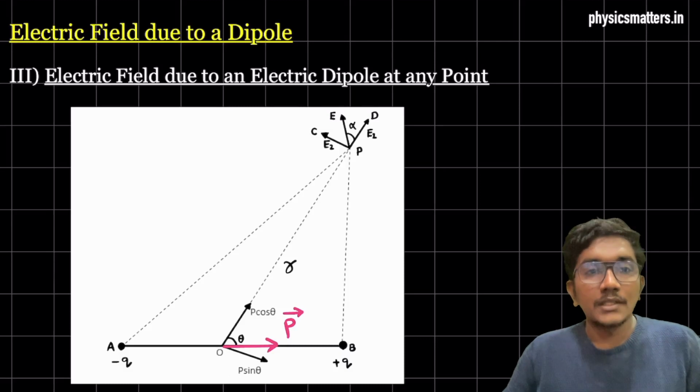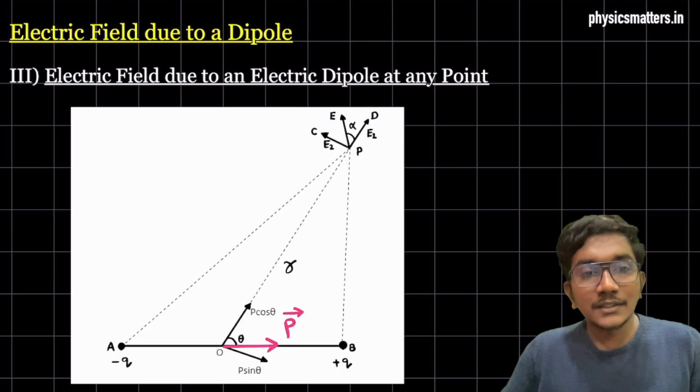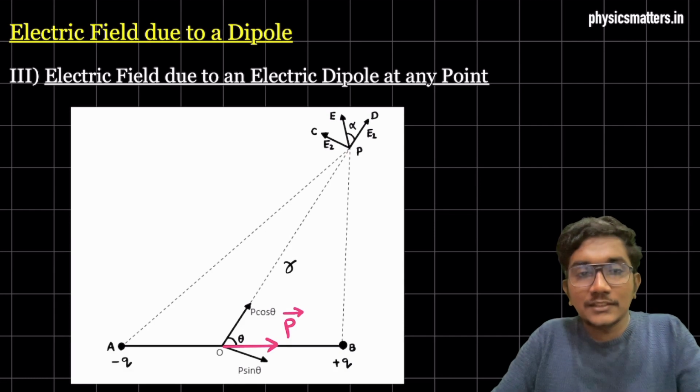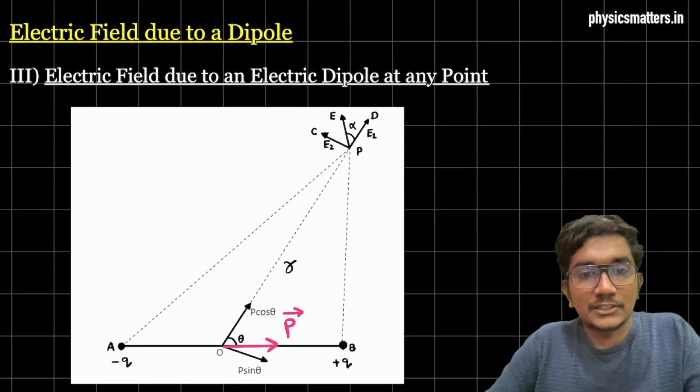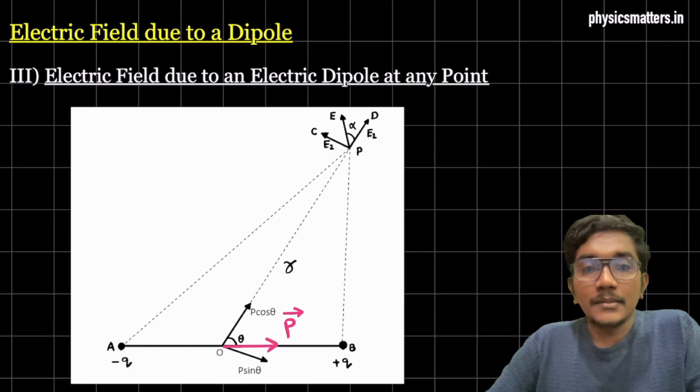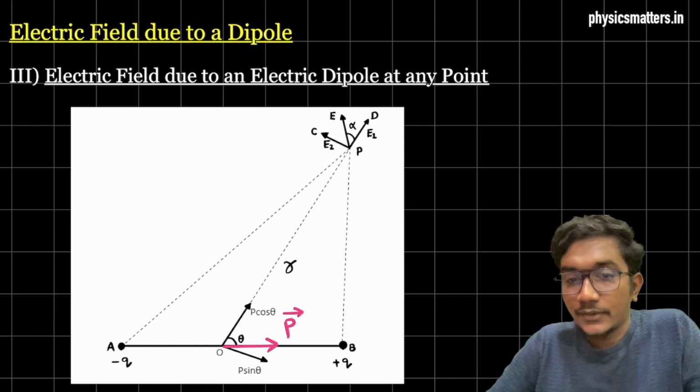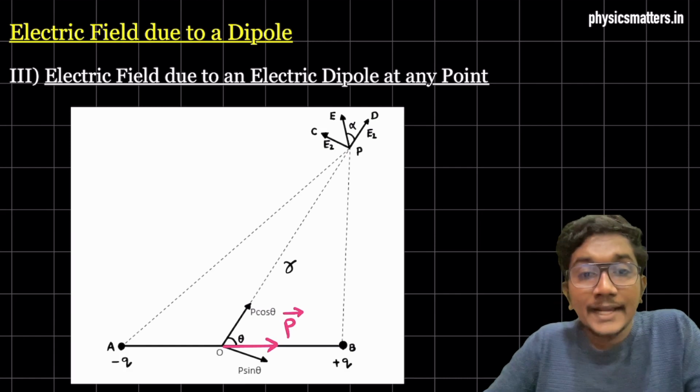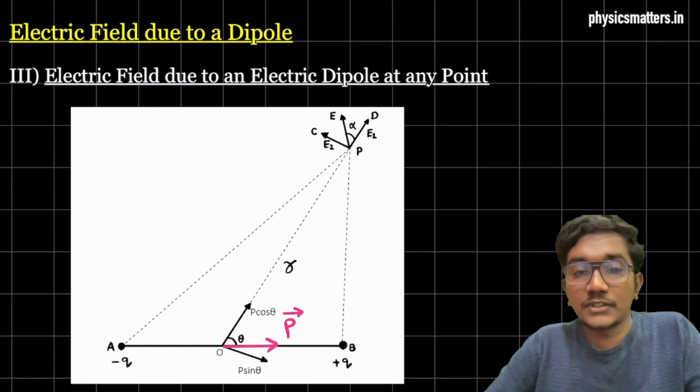Hello everyone. So now we are going to move to the third derivation, that is electric field due to a dipole, an electric dipole at any point. At any random point we are going to find out. So I have given one diagram here. Let's analyze the diagram first, then we'll move to the derivation part.